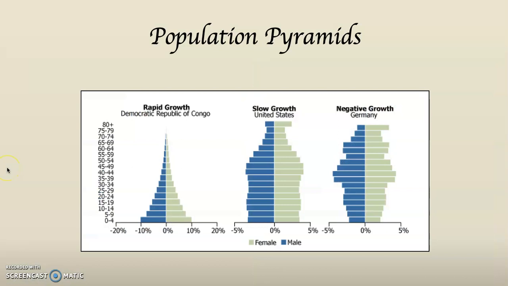So take one more look at these pyramids. You can see over on the left-hand side, that is definitely a stage 2. In the middle, we're stage 3, beginning to go towards stage 4, and then Germany definitely a stage 4.